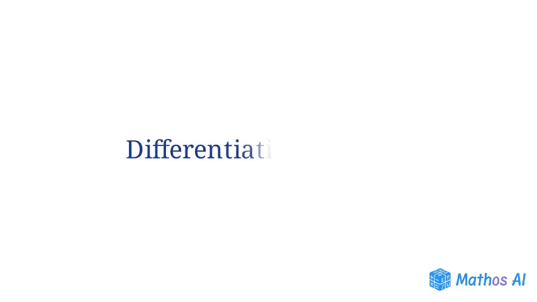Ever wondered how to find the derivative of a function that's a multiplication of two other functions? Today we're tackling a classic, differentiating x cubed cosine of x. First, let's visualize our function. We have x cubed, our first part, and cosine of x, our second part.